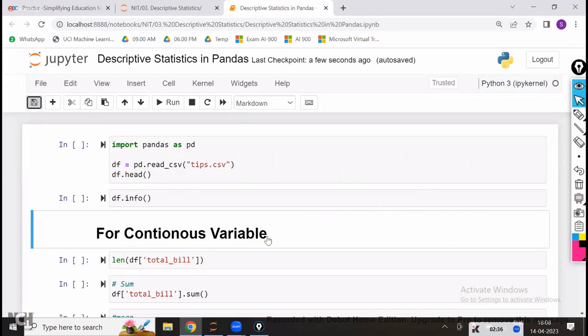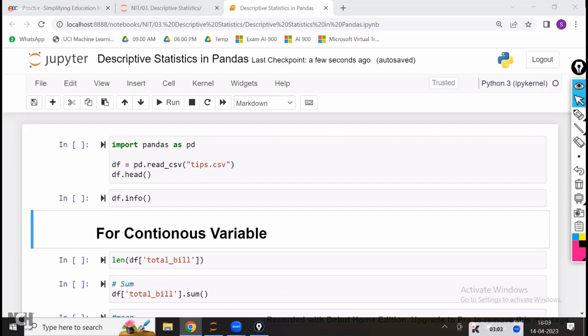So let's start the session. In today's class, we are going to work on descriptive statistics using Python. In the last class, we saw descriptive statistics with respect to the data, and along with that, the different types of statistical analysis we can apply on the data.